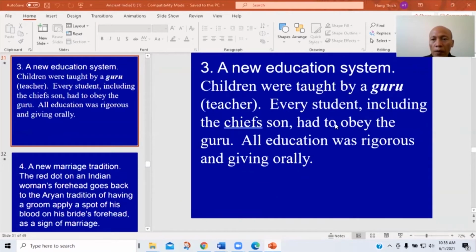So they have a new education system. Basically a guru teaches the children. Every student, including the chieftain, has to follow the guru or the teachers. Our education system is based on verbal or oral teaching. So they are really religious.